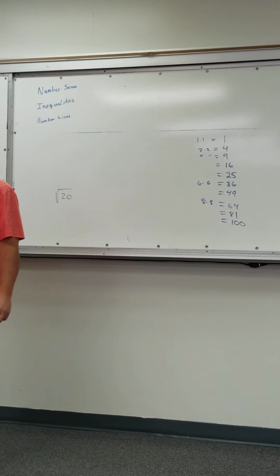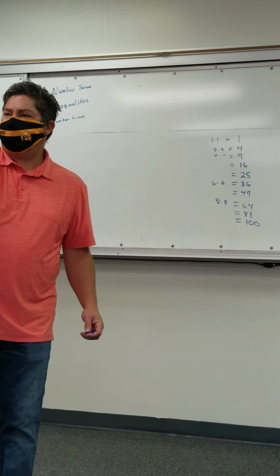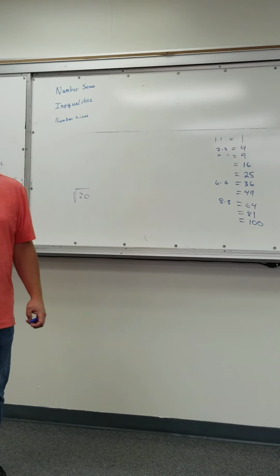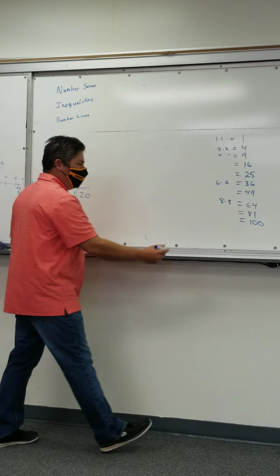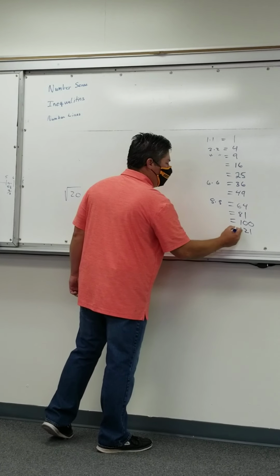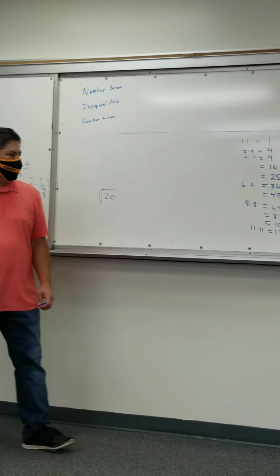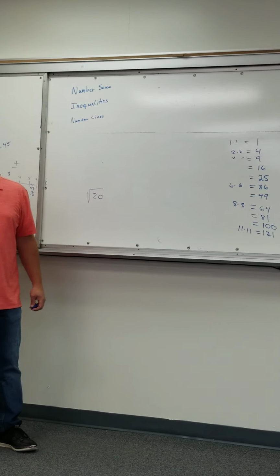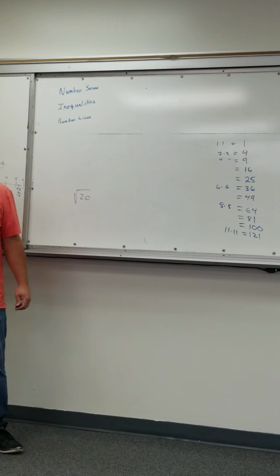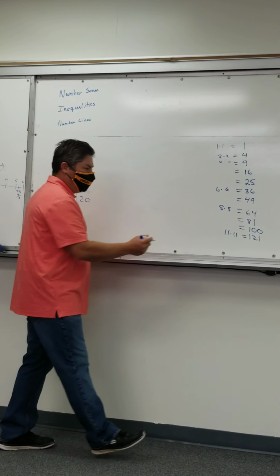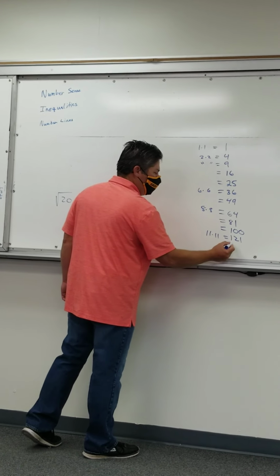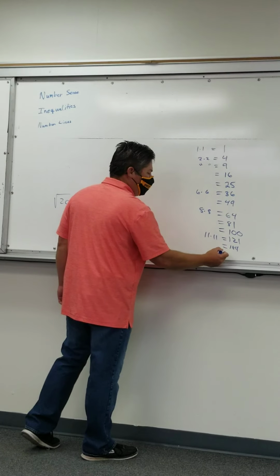Okay. What's your name? Ryder. Ryder, what's the next one? 121. How did you get that, Ryder? 11 times 11. A lot of people don't know that one, but 11 times 11 is 121. Okay? If you need to, take out your calculators, either on your phone or just a calculator, and tell me what 12 times 12 is. 144. How about 13 times 13?